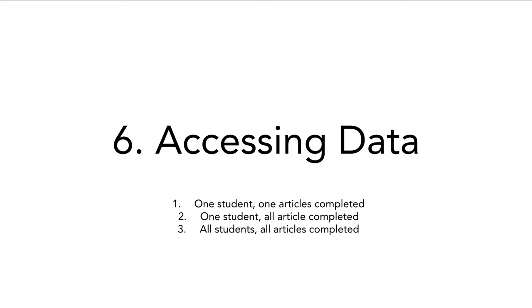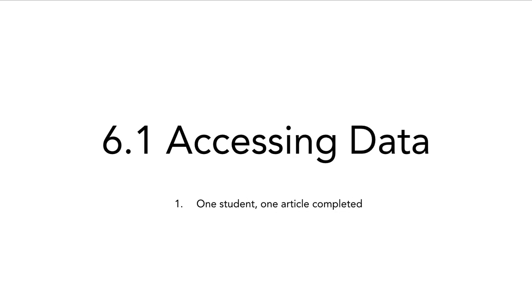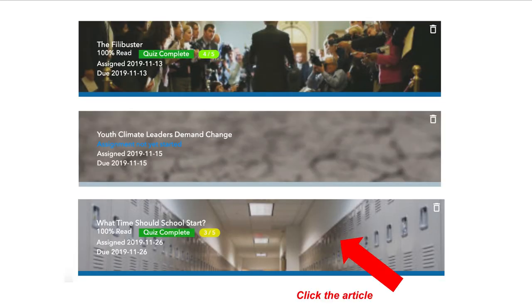So once I've graded, once students have completed quizzes and read articles, I can access that student data. Now there's 3 types of settings where that data is collected. One is one student, one article, one student, all articles, and all students, all articles, and we'll break each down now. First one is one student, one article. So I want to know how one student did within one of the articles. So let's go back to what time should school start. I click on the article.